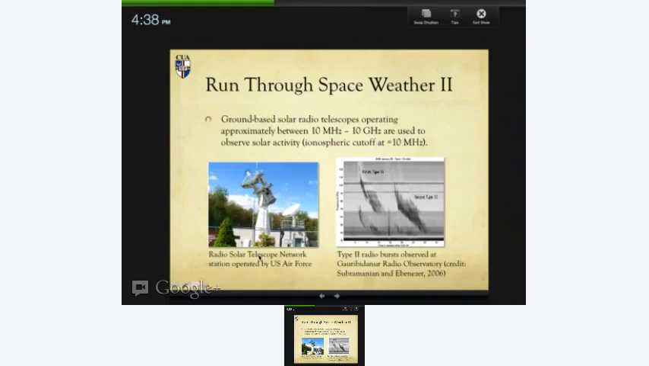Here's an example of one station of the so-called Radio Solar Telescope Network, RSTN. This is another network that is operated by the U.S. Air Force. Similar to GONG, in this network they have a number of stations around the globe, so they can provide continuous 24/7 coverage of solar radio observations. On the right-hand side, we have an example of data from these types of observations.